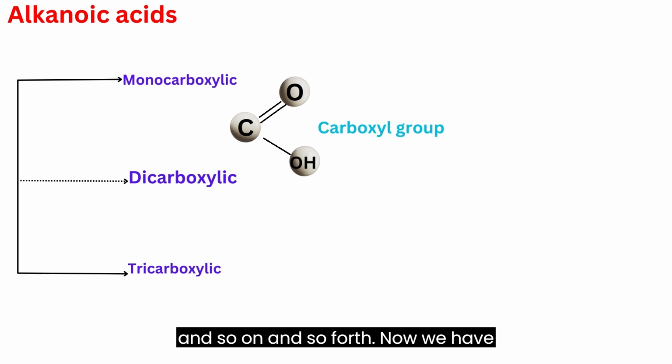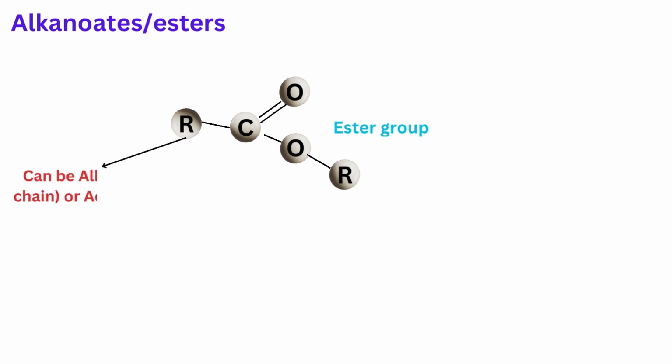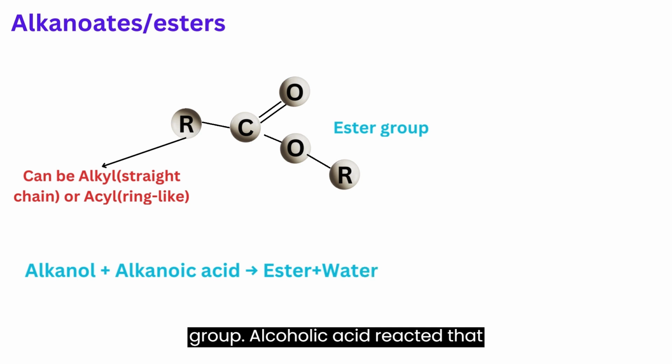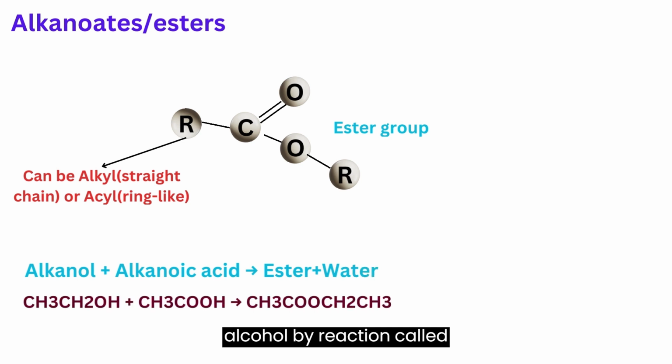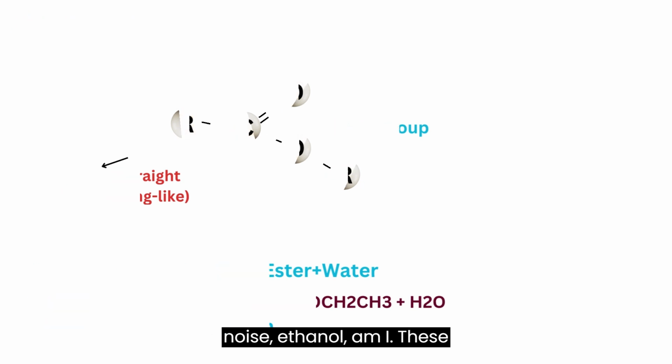Then we have another one called alkanoates or esters. They are organic compounds that contain a carbon atom that is doubly bonded to an oxygen atom and singly bonded to another oxygen atom that is attached to an alkyl group. An alkanoic acid reacts with an alkanol by a reaction called esterification, and water is released as a byproduct. Some examples of alkanoates are methyl methanoate and ethyl ethanoate.